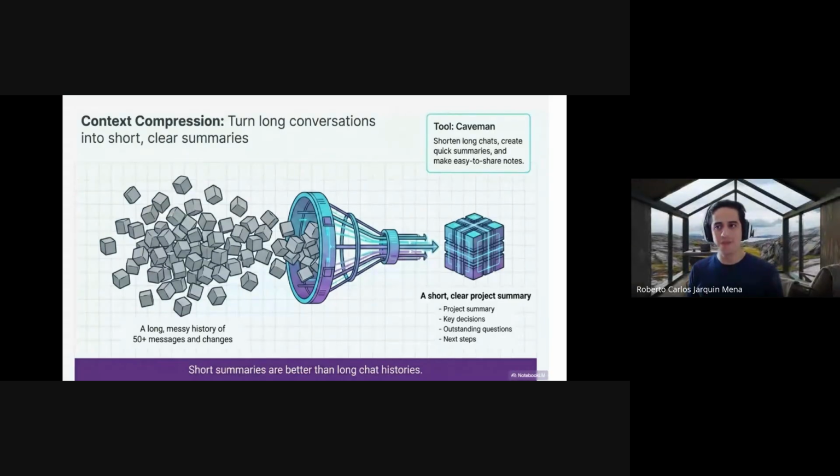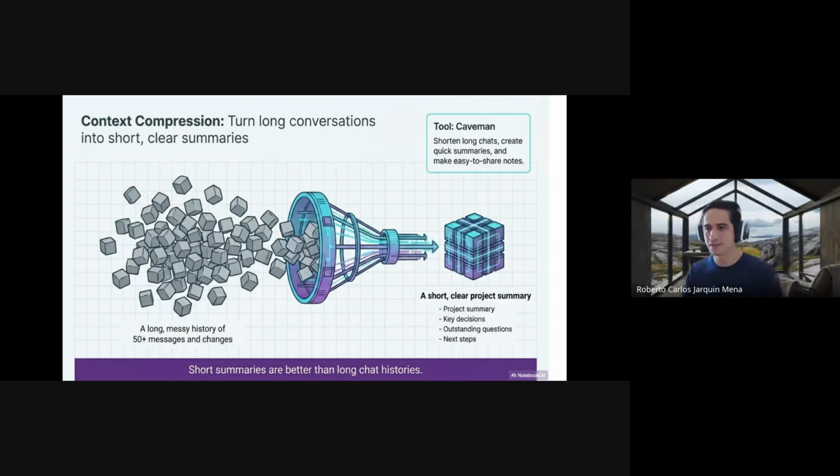If you don't want to do that, there's a tool that is approved by the security team with this schema. You can install it, but this is for Team Copilot and Claude Code. And this is going to automatically do the same behavior: shorten long chats and create a quick summary every time you interact with the AI.